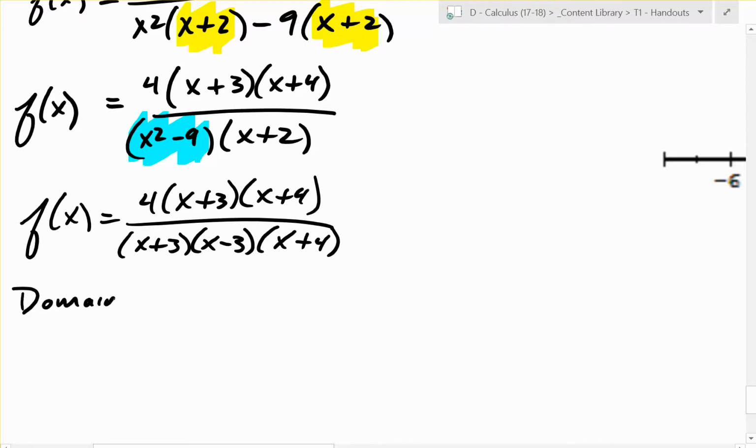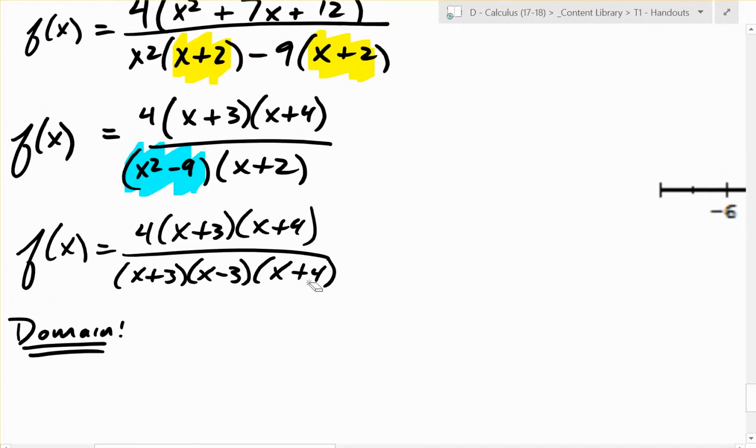State the domain. Literally write the word domain. Yes, thank you. That would have been catastrophic. So what's the domain? Can someone tell me what the domain is? x such that x can't be negative 2, negative 3, 3. Yep, good.